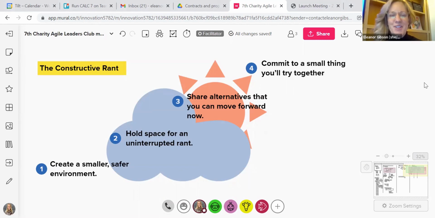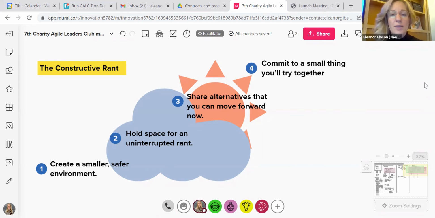So I want to introduce you to one of our favourite tools at Tilt, which is the constructive rant. We use it as part of reflection sessions or retrospectives with teams or groups. It can be a great way to kickstart a project.